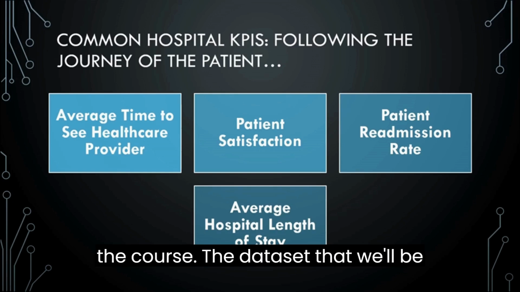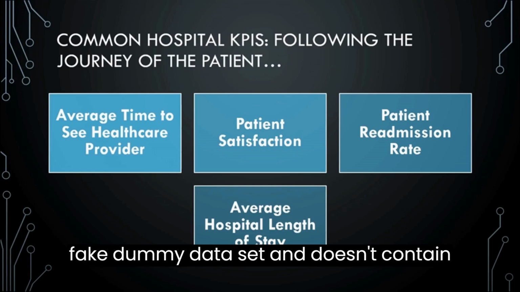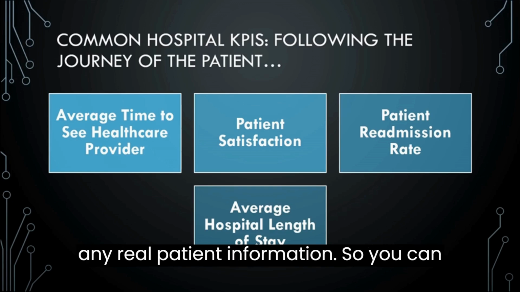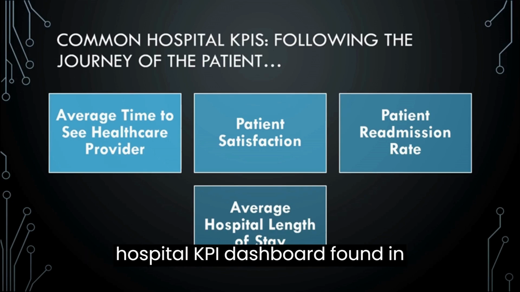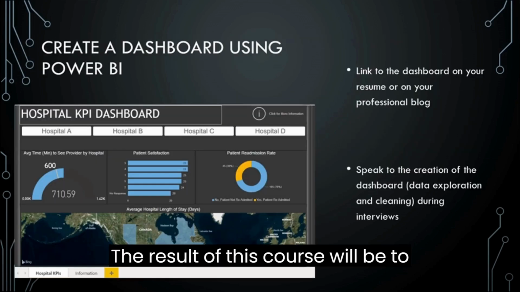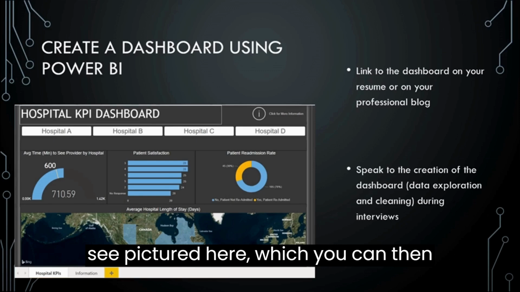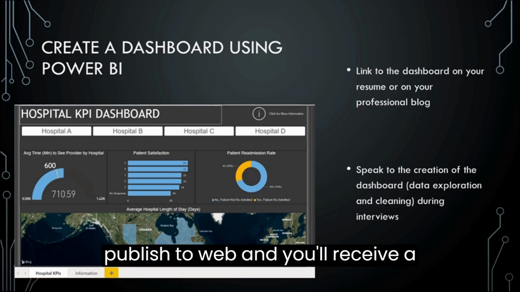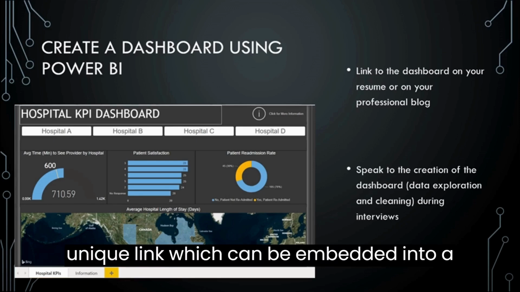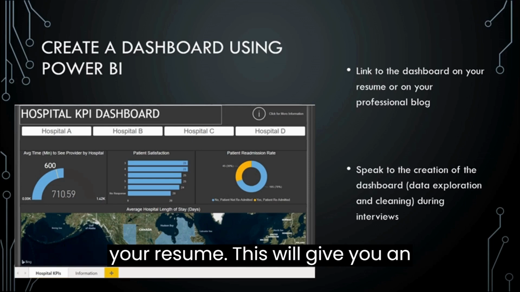So back to the course, the dataset that we'll be using for this portfolio project is a fake dummy dataset and doesn't contain any real patient information. So you can use this dataset to build out your hospital KPI dashboard found in the course contents. The result of this course will be to create this Power BI dashboard that you see pictured here, which you can then publish to web, and you'll receive a unique link which can be embedded into a professional blog or just hyperlinked in your resume.